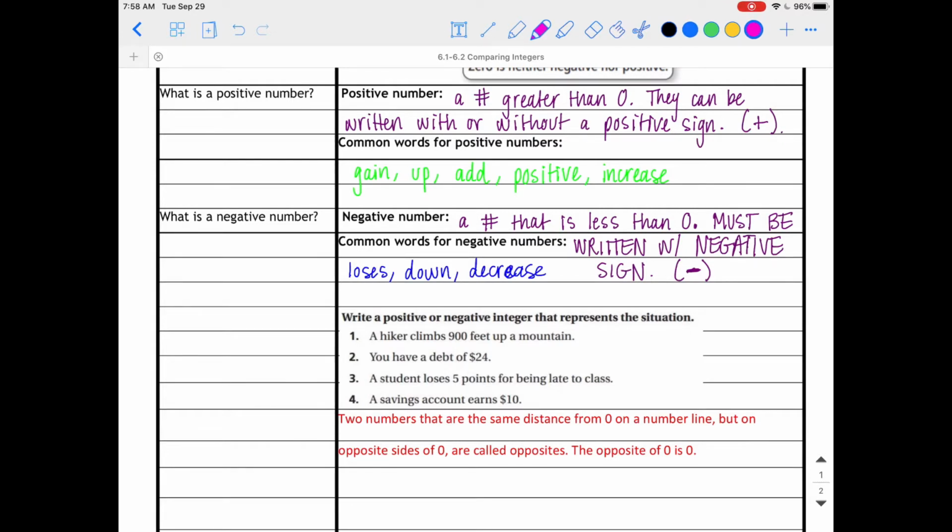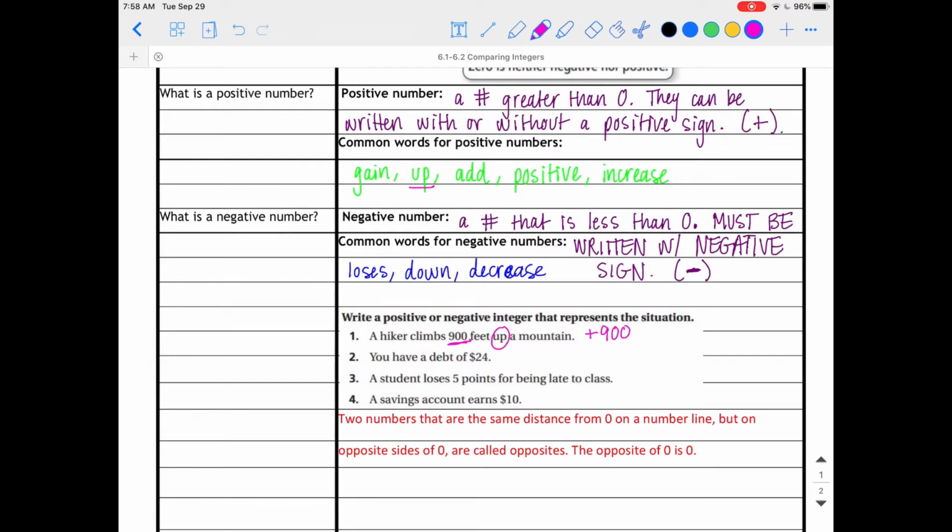What this says is a hiker climbs 900 feet up a mountain. So let's identify our keywords. Up, we see that in the positive, and 900. So in this case, it would be positive 900. And usually with positives, we would not write the plus sign, but remember, it's not wrong if you do. But in this case, since we're identifying the difference, I am going to write the positive signs.